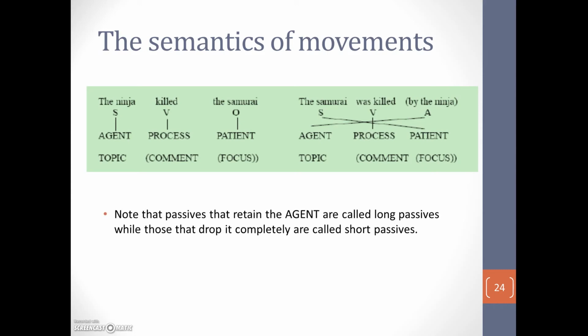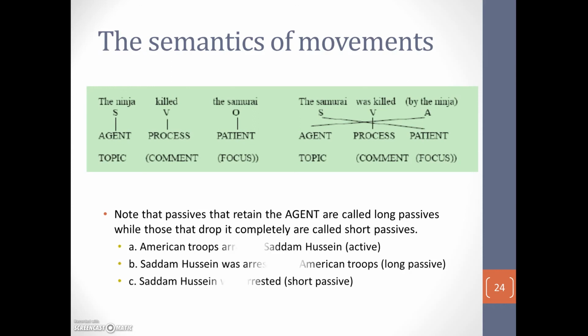So passives that retain the agent are called long passives, and those passives where you just leave it out are called short passives. So here we have some more examples. So the first one, A, is an active sentence. American troops arrested Saddam Hussein. In B, we have a long passive. So you would say Saddam Hussein was arrested by American troops, because we can see who the agent is, right? We still have the American troops there. But in C, we have a short passive. We just say Saddam Hussein was arrested, so we don't actually know who arrested him.